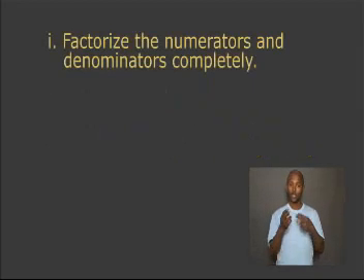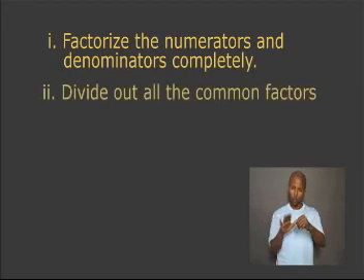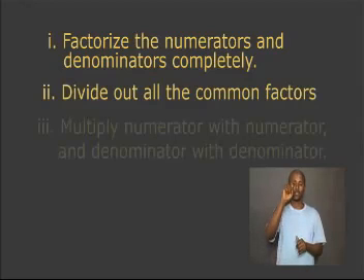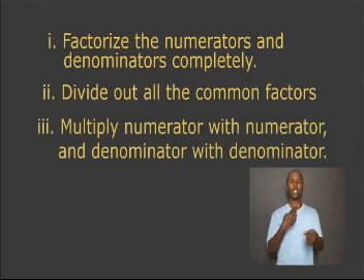To multiply rational expressions, factorize the numerators and denominators completely. Then divide out the common factors. Finally, multiply the numerators with each other and the denominators with each other to find the answer.